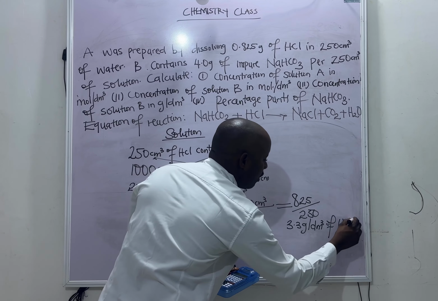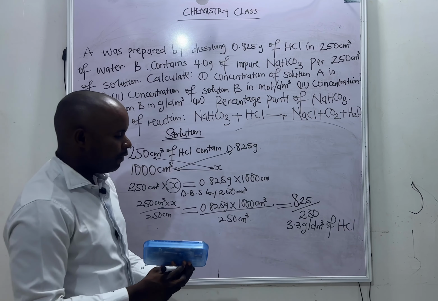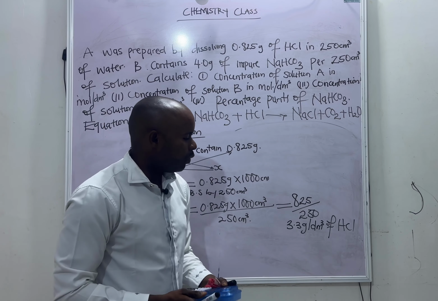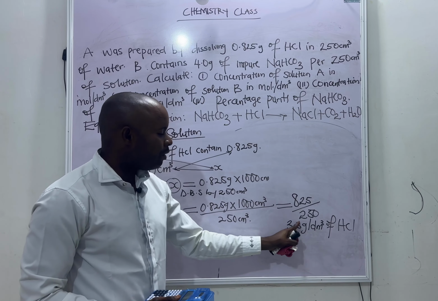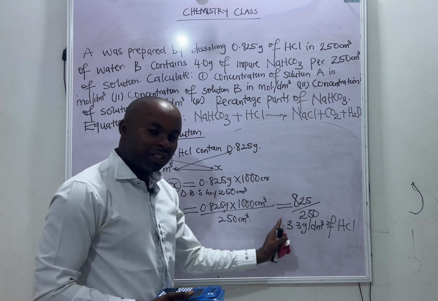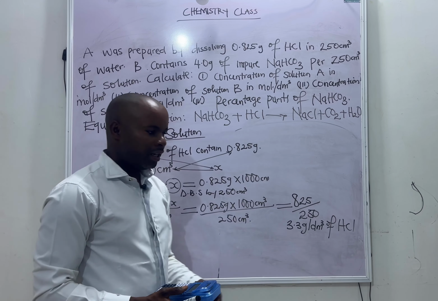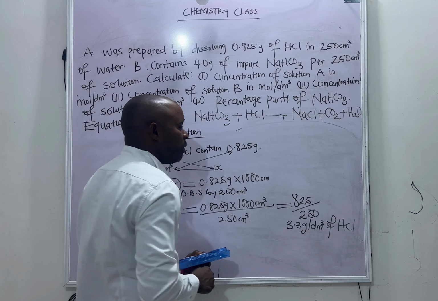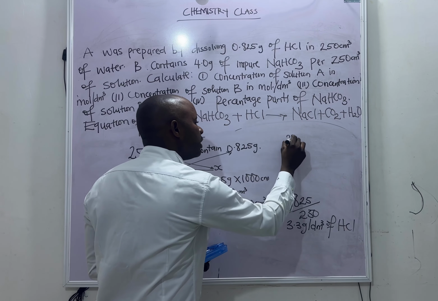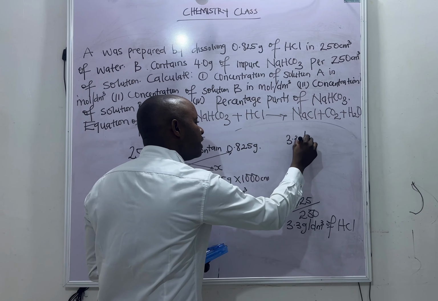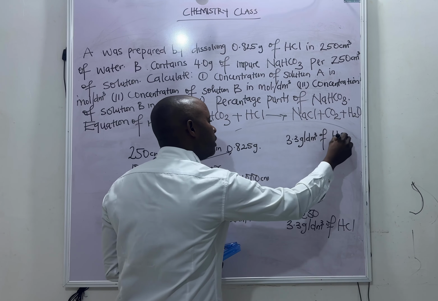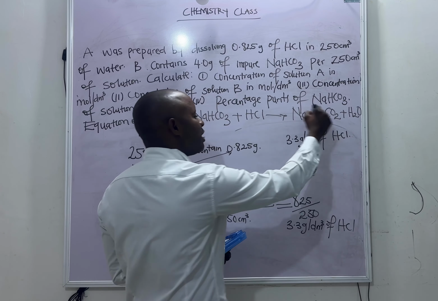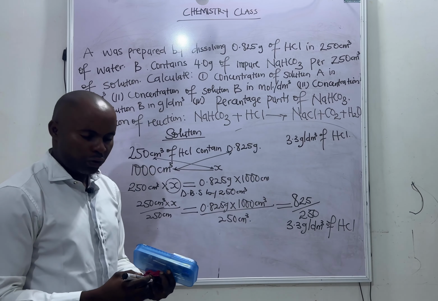So for us to dissolve, to convert it to a dm cube, we said 3.3 gram of this HCl must be dissolved in 1 dm cube. That is to say, 3.3 gram per dm cube of HCl.